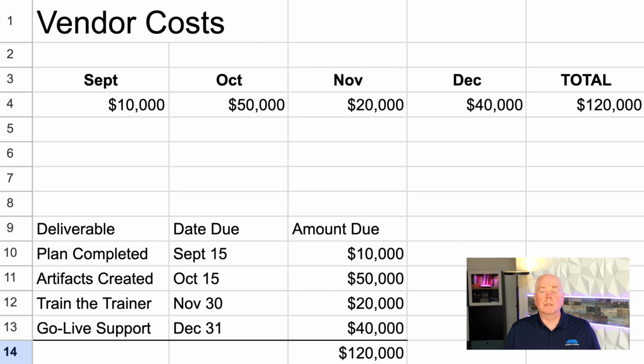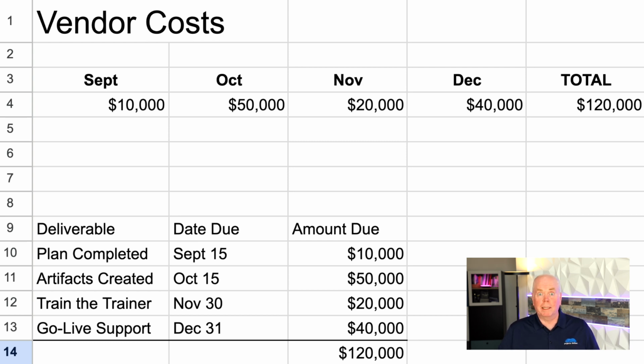Let's look at vendor costs next. So the vendor may have presented a document that says, hey, pay us $120,000 and we're going to help you implement this software and all of your users are going to love it. Hopefully that contract is a little bit more sophisticated than that. And in fact, I would strongly recommend that you tie any payment to a vendor to successful completion of a milestone. So for this project, for this scenario, I'm assuming 4 milestones.